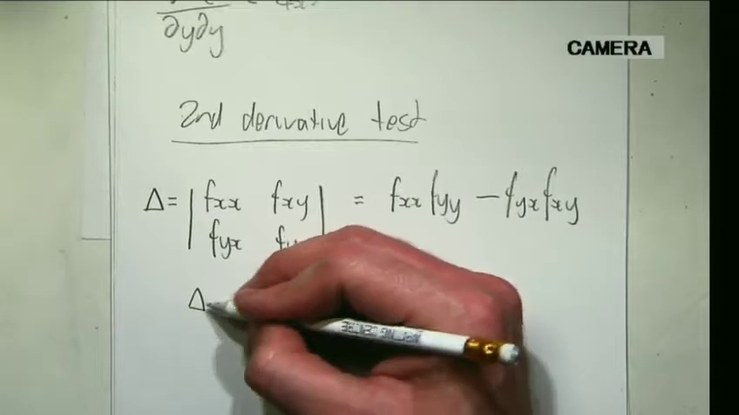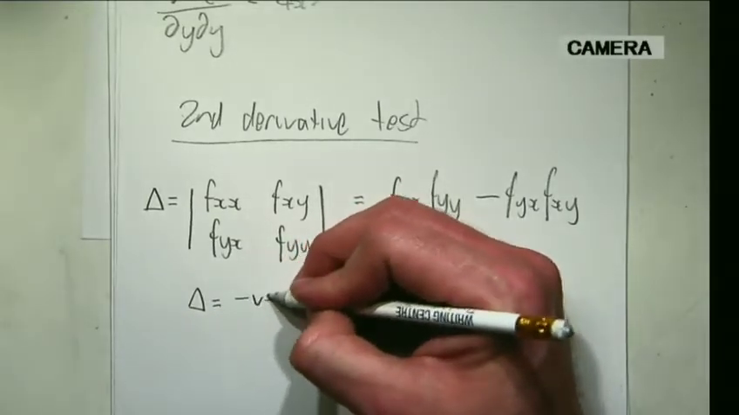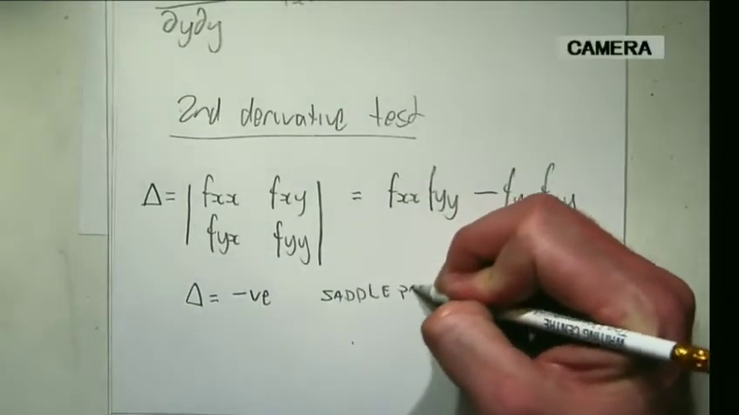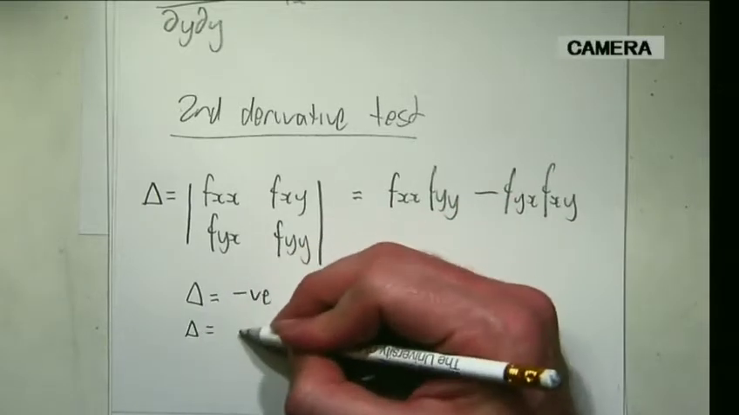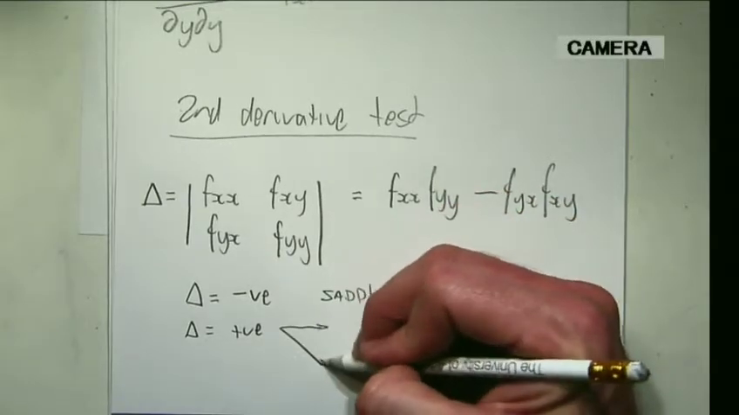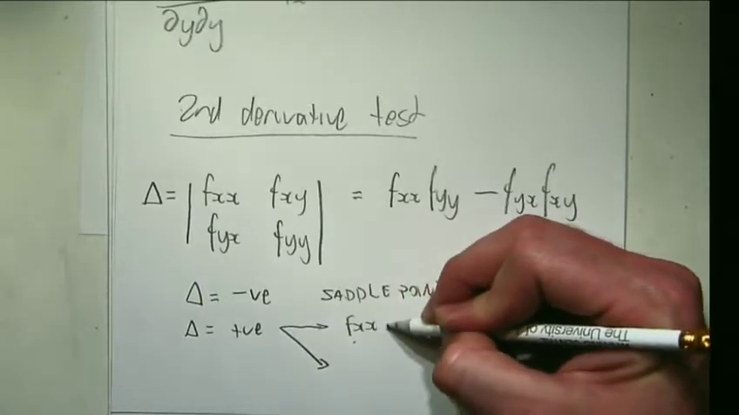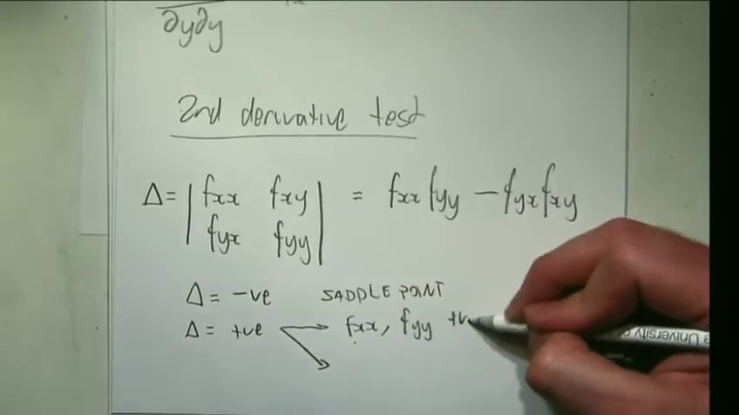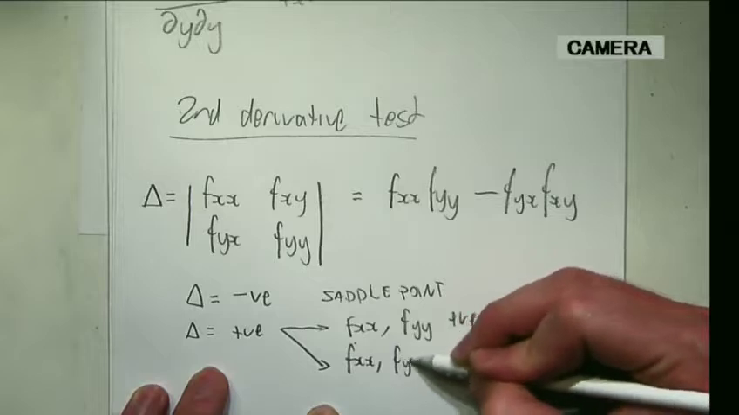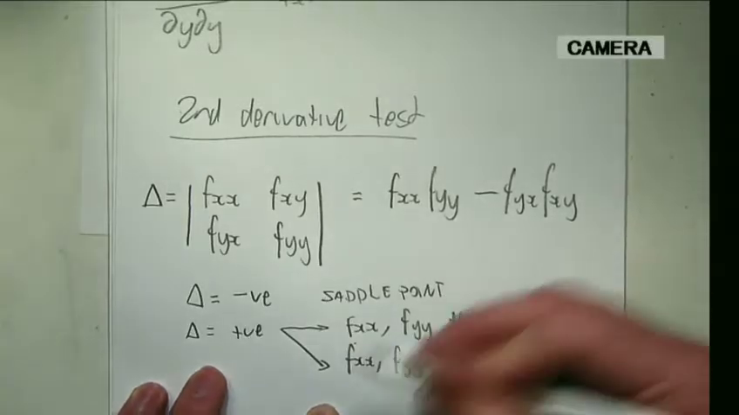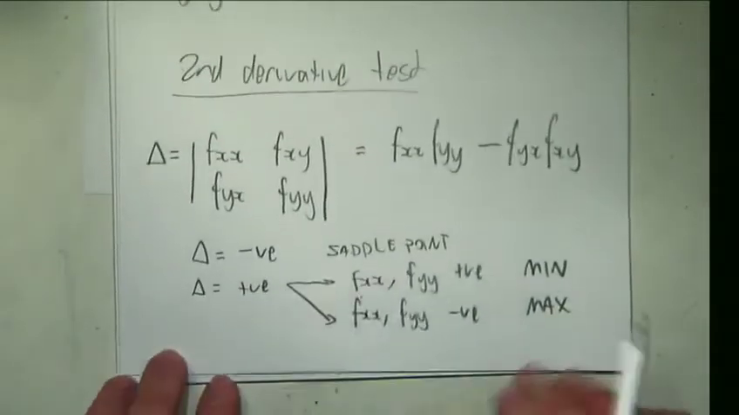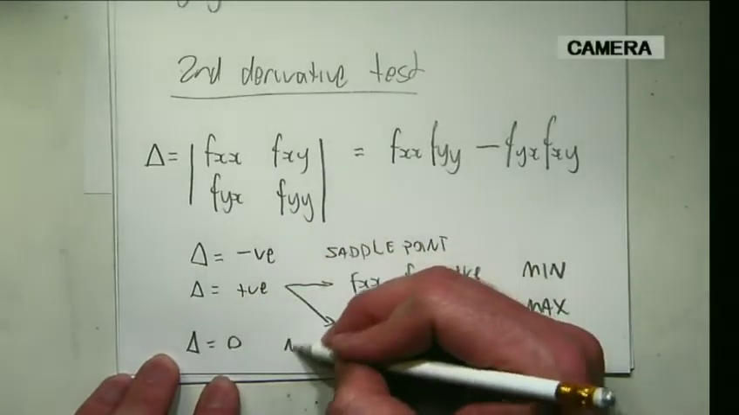So you've got three options. Either it comes out to be negative, in which case it's called a saddle point, or it comes out to be positive, which has two options that go with it. You've got either one of the double ones is positive, then it will be a minimum. Or if either one of the double ones is negative, then it will be a maximum. You only have to check one of them, but they should both be positive or both be negative if they're going to be anything at all. And then the final rule is that if this is 0, then there's no conclusion.